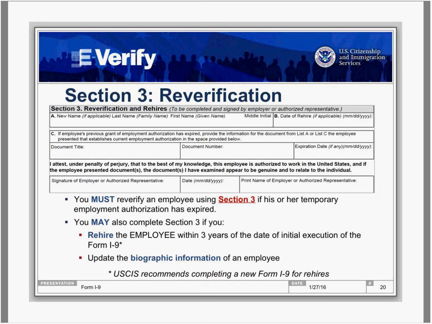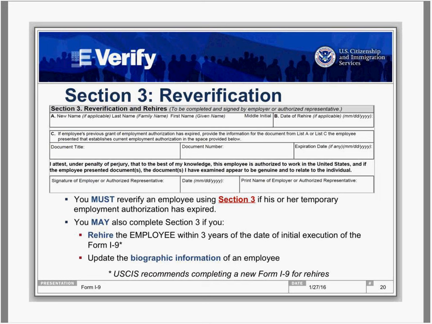You may also complete Section 3, as you see here on the slide, if you rehire an employee within 3 years. We'll talk about that in the slide here in a second. And look at the last one, to update the biographical information of an employee. Maybe an employee changes their name, gets married, divorced, or just otherwise changes their name. You can use Section 3 to update the biographical information. You may. You don't have to. But remember that word uniformity?